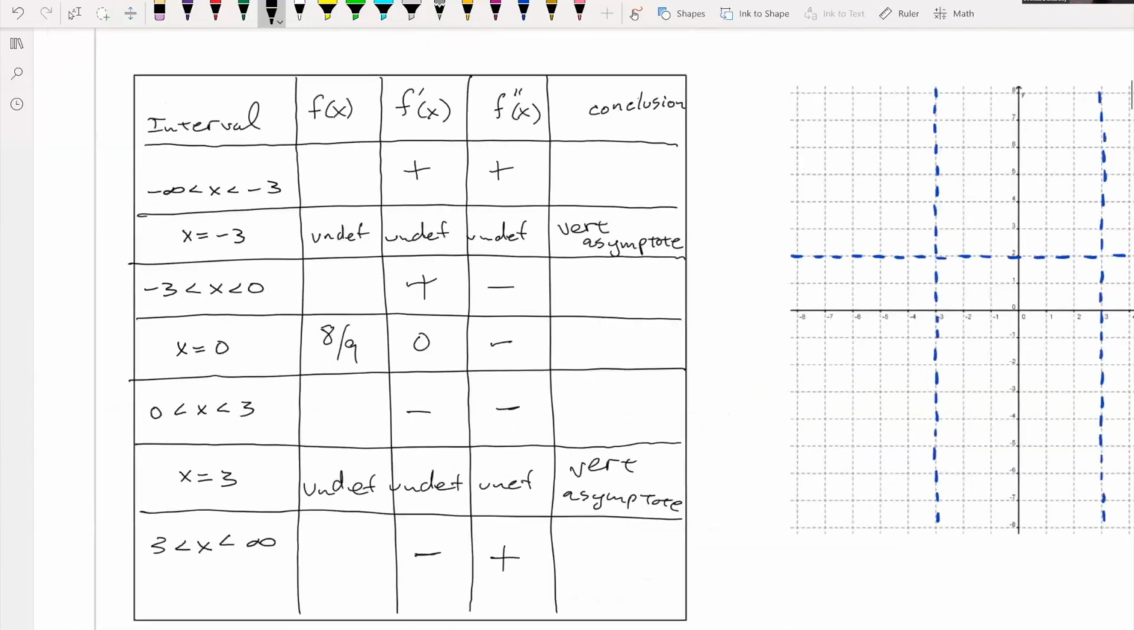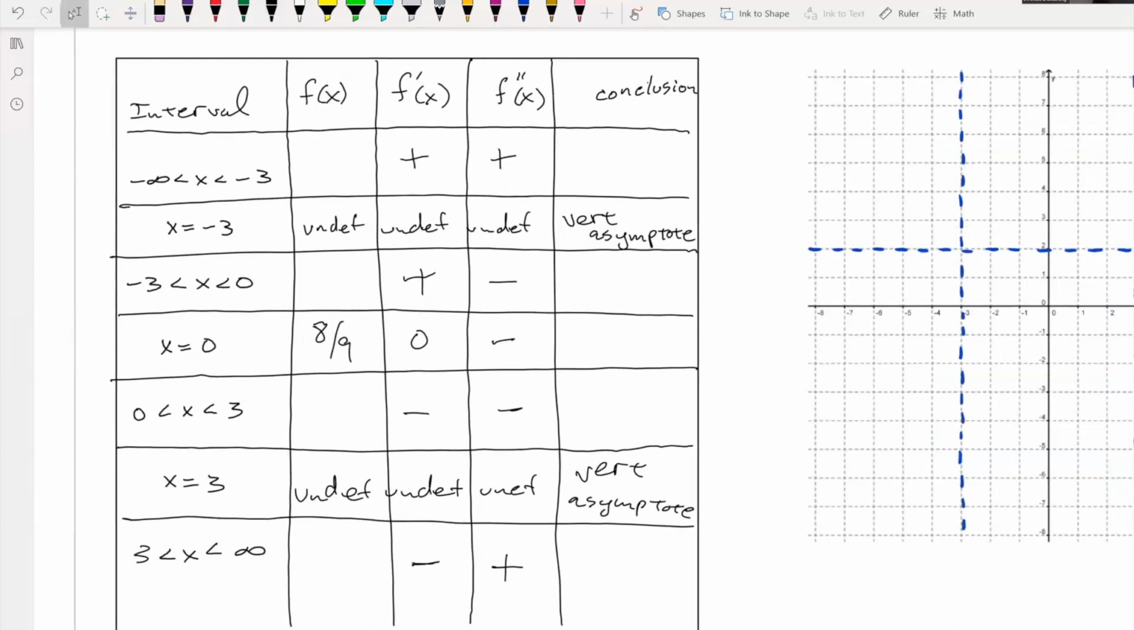Now, from this, we get a bunch of conclusions. Anywhere f prime is positive, we are increasing. And anywhere it's negative, we are decreasing. Anywhere f double prime is positive, we are concave up. Anywhere it's negative, we're concave down. So we know everything we need to know about increasing, decreasing, and concavity.